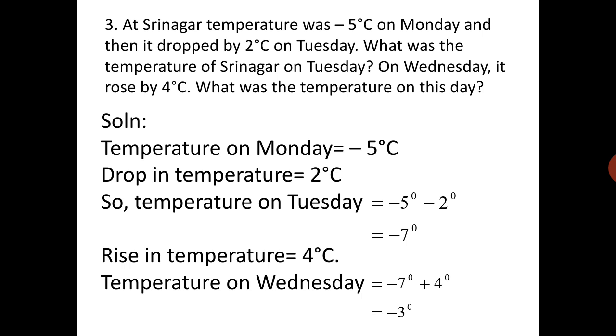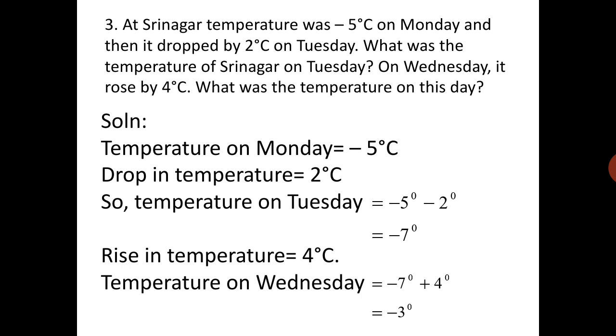At Srinagar, the temperature was -5 degrees Celsius on Monday, and then it dropped by 2 degrees Celsius on Tuesday. Dropped, that is went down, decreased. What was the temperature of Srinagar on Tuesday? Let's work on the first part of the question initially. Then we'll come to the next.